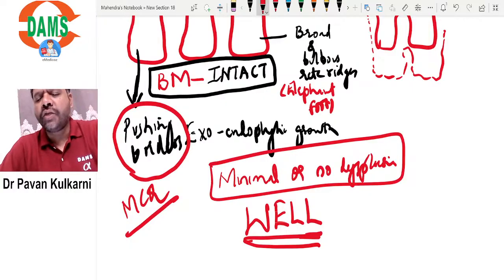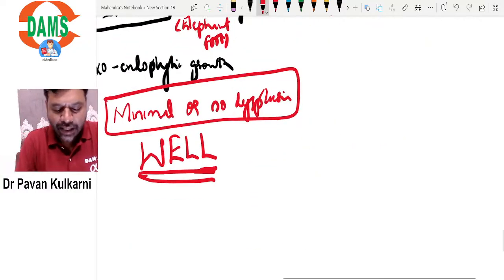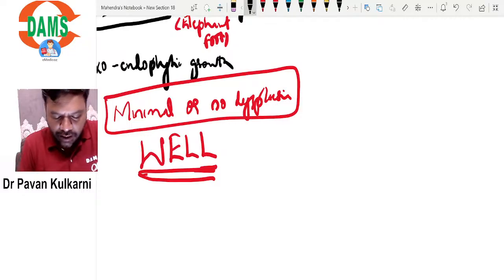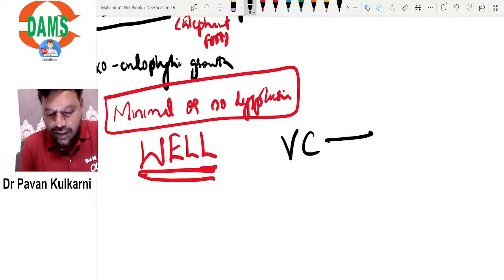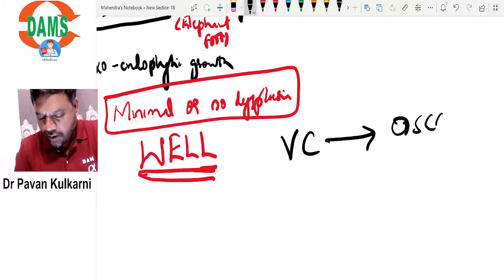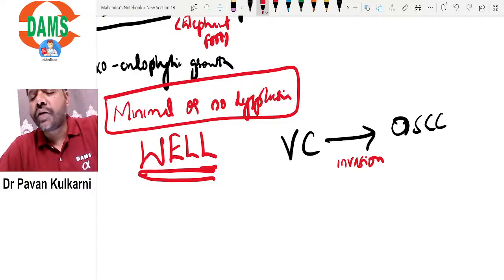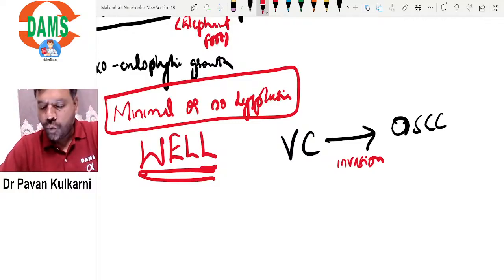Remember, the complication of this verrucous carcinoma is that it can get converted into oral squamous cell carcinoma if it shows invasion. So in course of time, if the verrucous carcinoma shows invasion, then finally it will get converted into oral squamous cell carcinoma. That is what I want you to remember about the verrucous carcinoma.